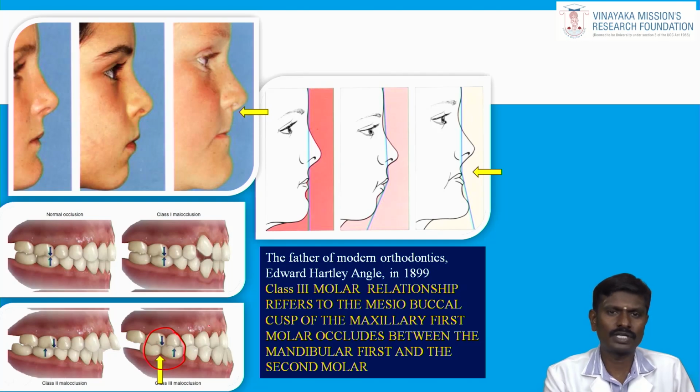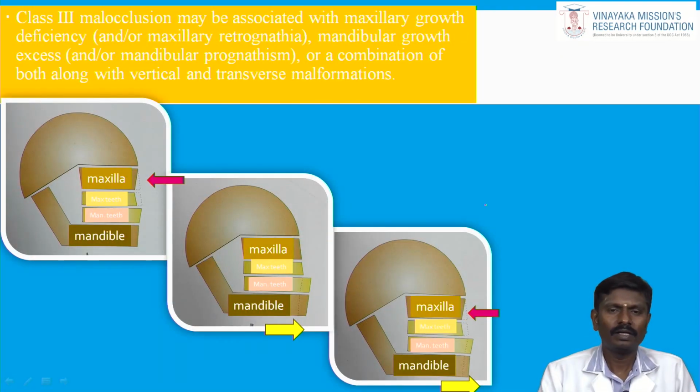If you see extraoral features, the facial profile will be concave. In class 3 malocclusions, the main problem is maxillary growth deficiency and mandibular overgrowth, that is, mandibular prognathism or maxillary retrognathism. In the first picture, the maxilla is deficient and the maxillary dentition is also deficient. In the second picture, the mandible is overgrown and the mandibular dentition is forwardly placed. In the third, it is a combination of both: the maxilla and maxillary dentition are backwardly placed and the mandible and mandibular dentition are forwardly placed.